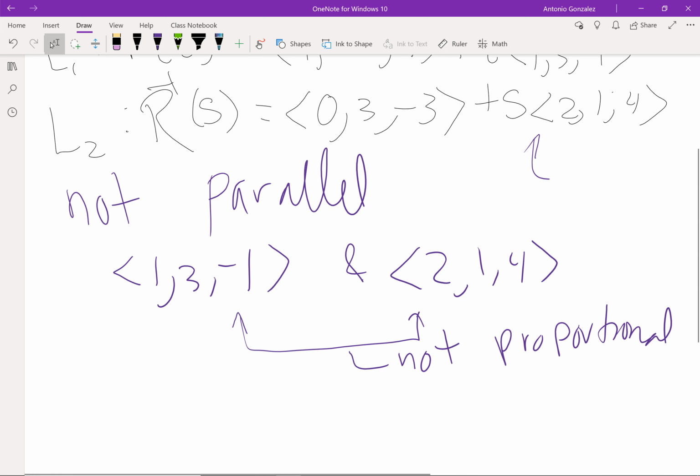All right, so we have two options left. They either intersect or they are skew lines. So how do we determine which of the two they are?